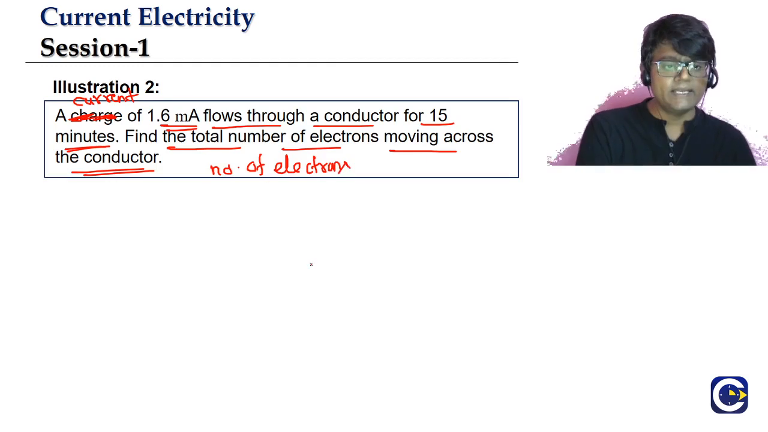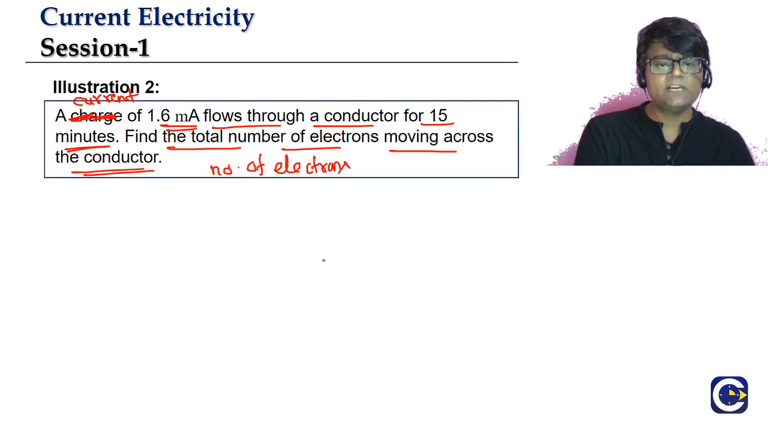Let's see, guys, who can get the answer for this. So what we need to find in this question is the total number of electrons moving across the conductor. Here also, the current and time are given to us. By multiplying the average current with time, we are going to get the charge value, how much charge is moving. And we talk about a concept called charge quantization.